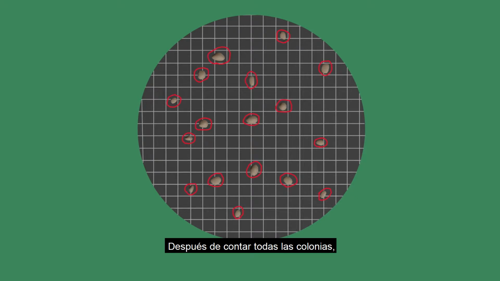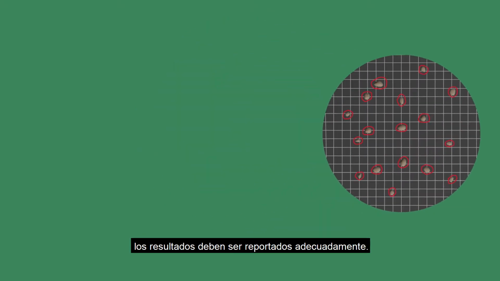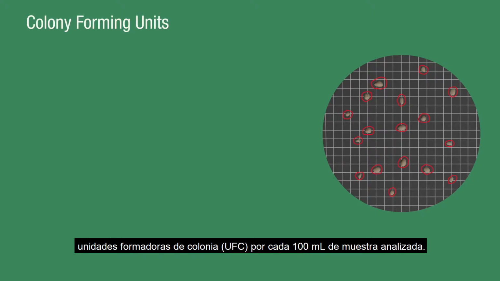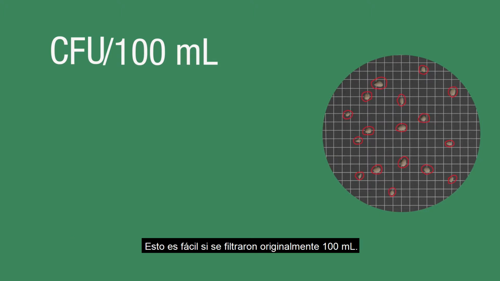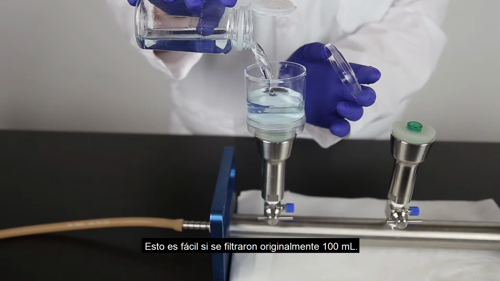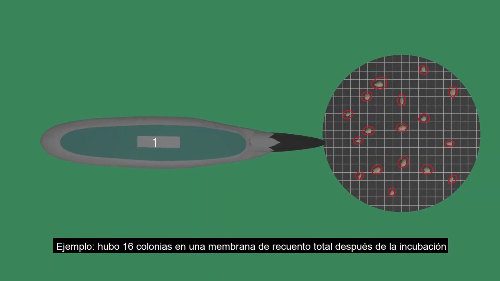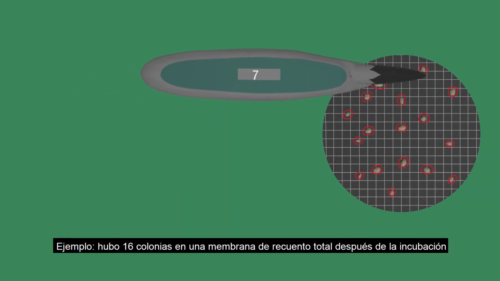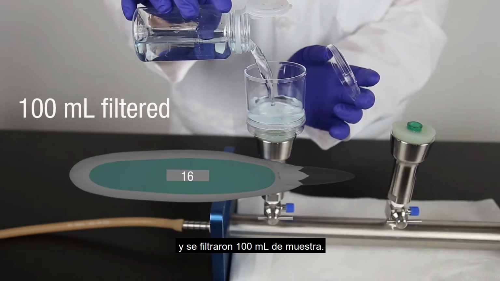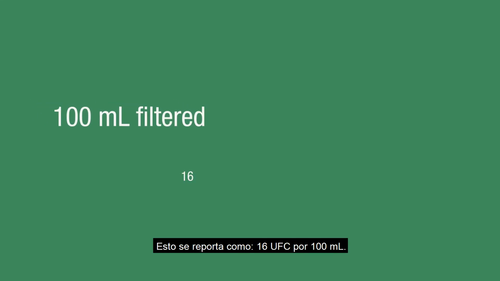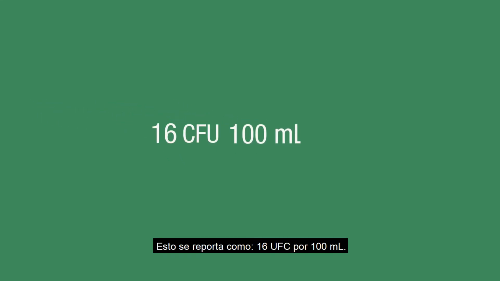After counting all colonies, results need to be properly reported. Membrane filtration results are typically reported as colony-forming units, CFU, per 100 milliliters of sample tested. This is easy if 100 milliliters was originally filtered. Example: there were 16 colonies on a total count membrane after incubation, and 100 milliliters of sample was filtered. This is reported as 16 CFU per 100 milliliters.